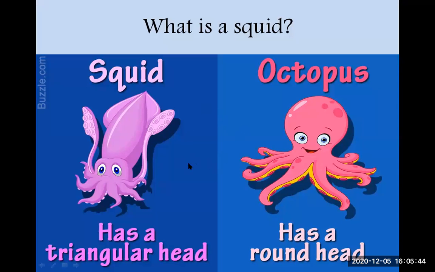In this slide you can see the picture of a squid. A squid resembles an octopus, but there is a slight difference. A squid has a triangular head, whereas an octopus has a round head. Now you can easily differentiate between these two sea creatures, a squid and an octopus.